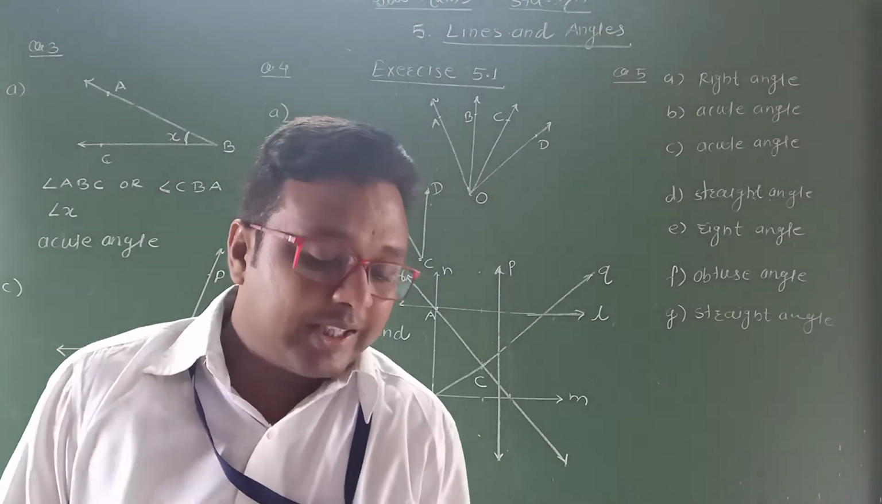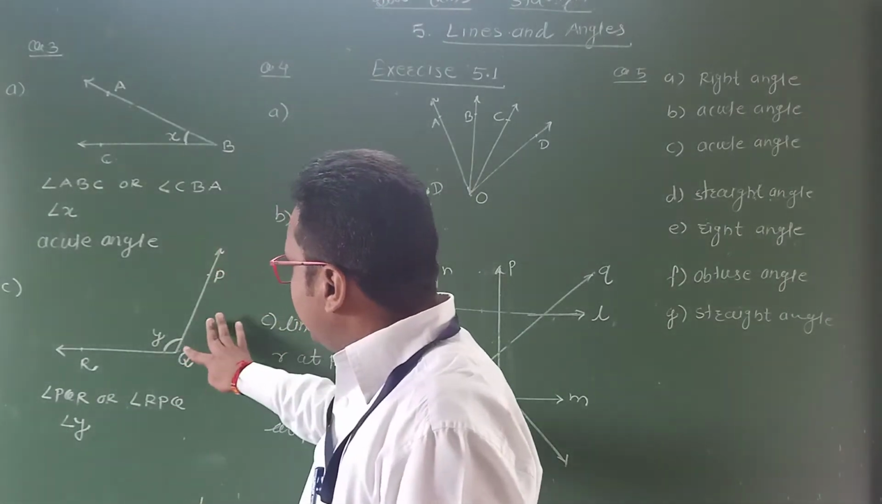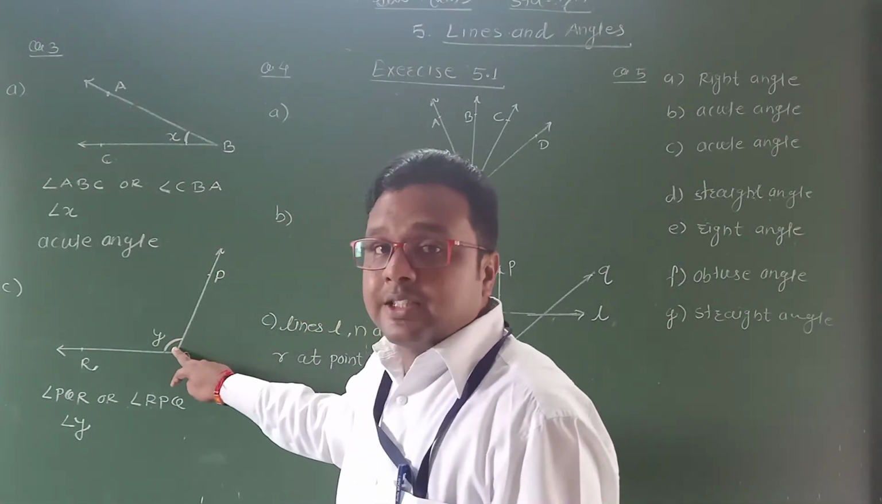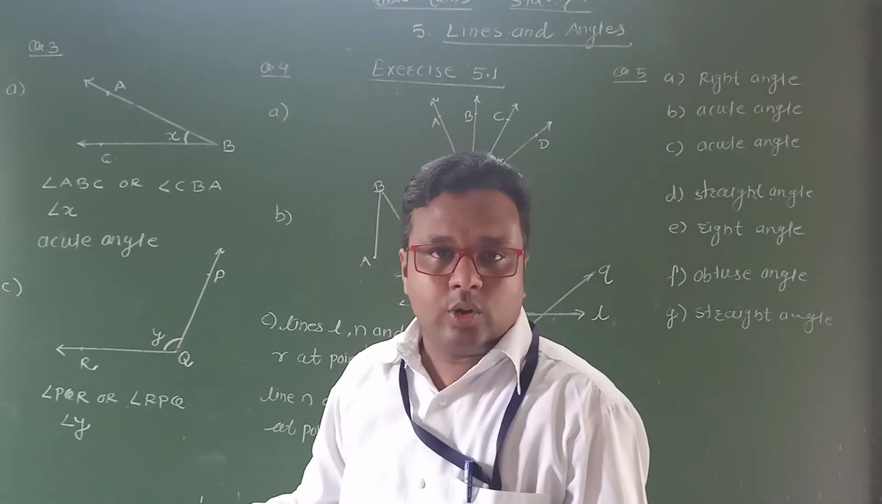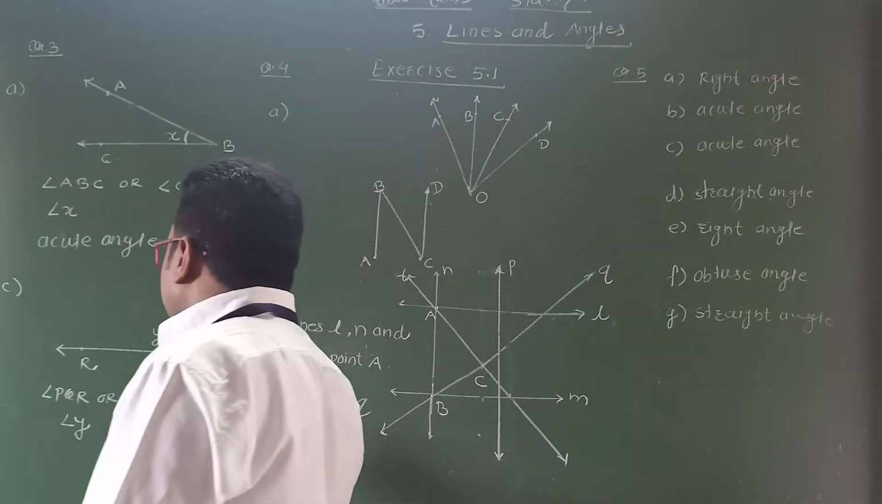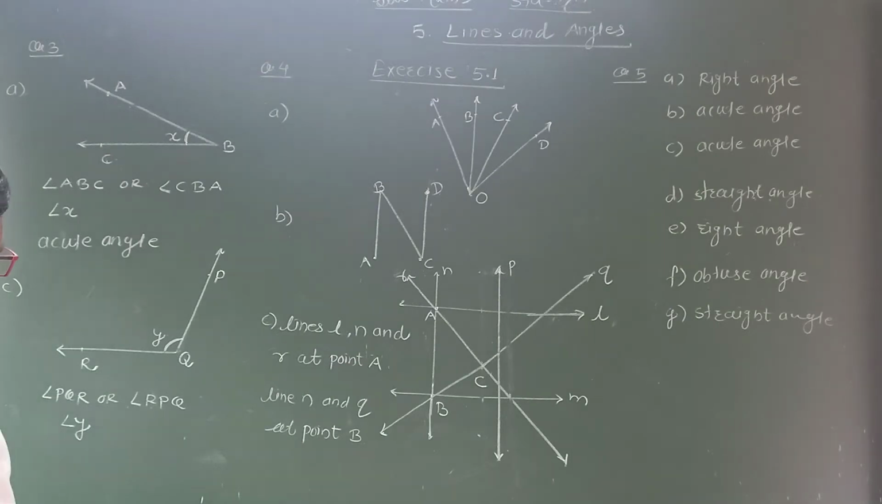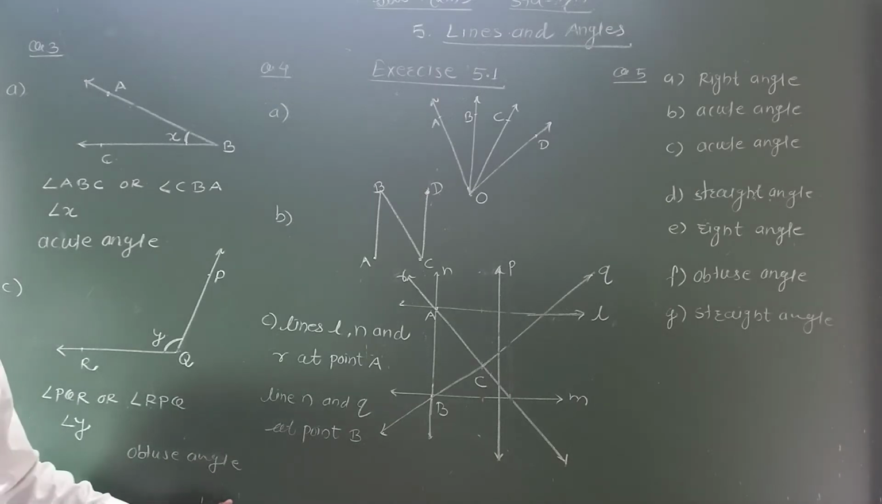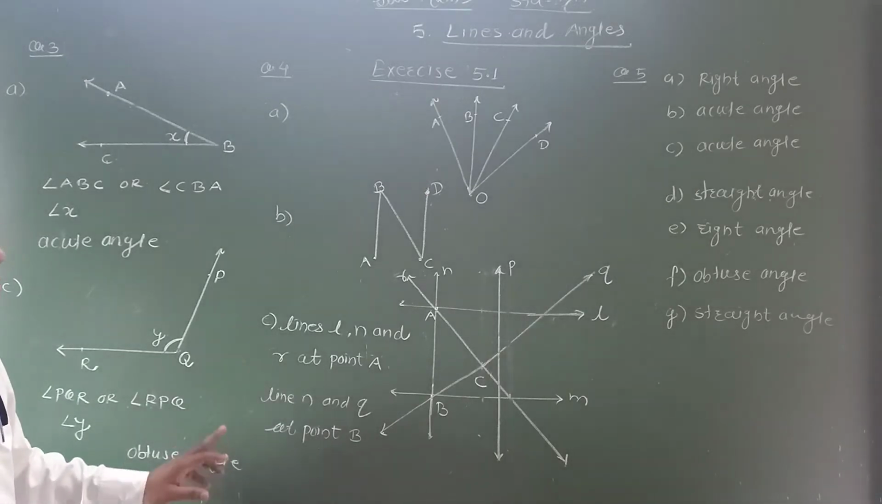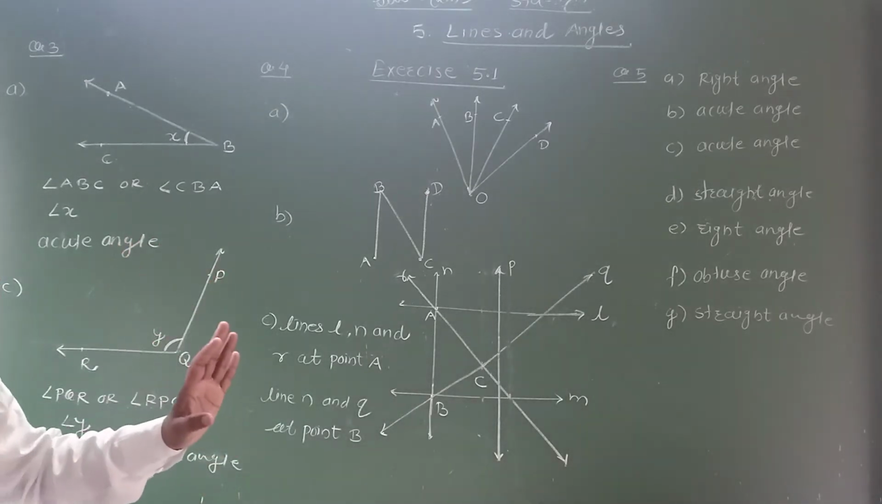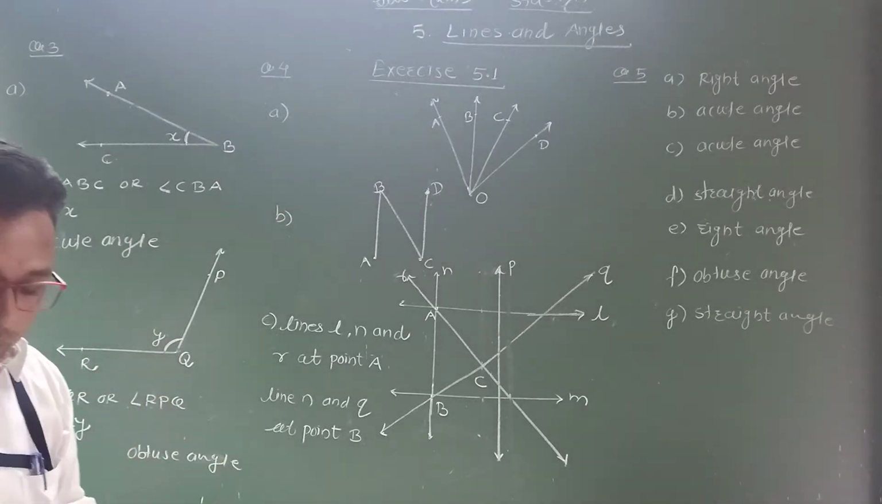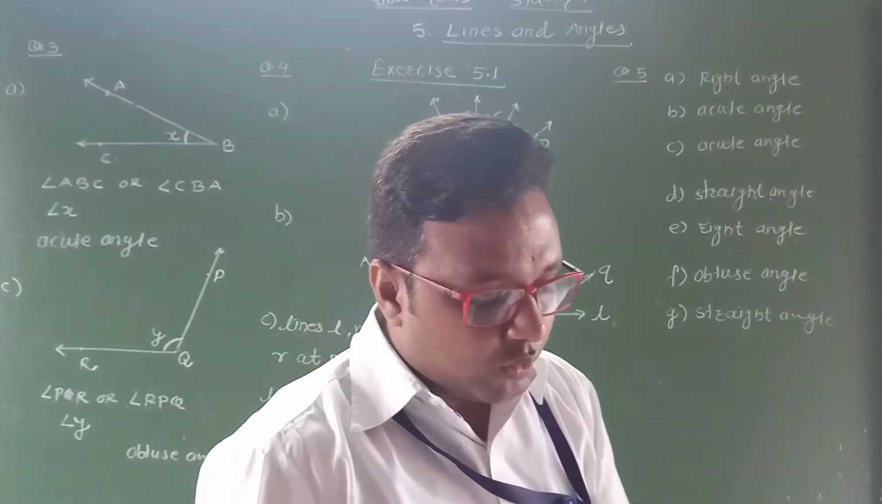Now, what is the type of this angle? If you see this angle, the measure of this angle is greater than 90. When the measure of an angle is greater than 90 and less than 180, that angle is called the obtuse angle. So the type of this angle is the obtuse angle. Okay, student? We will see the different types of angles in the next question. Understood? Now see question number 4.